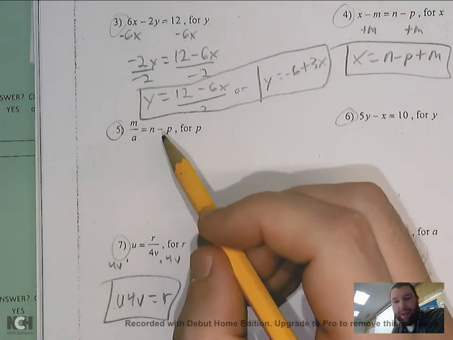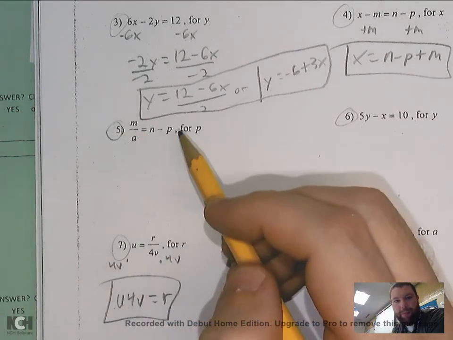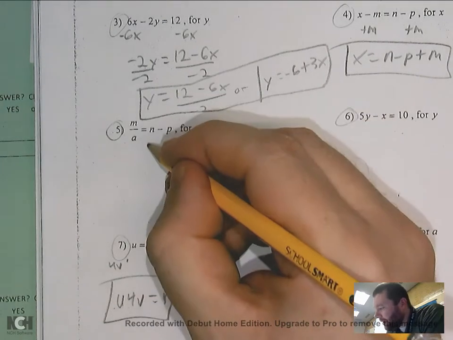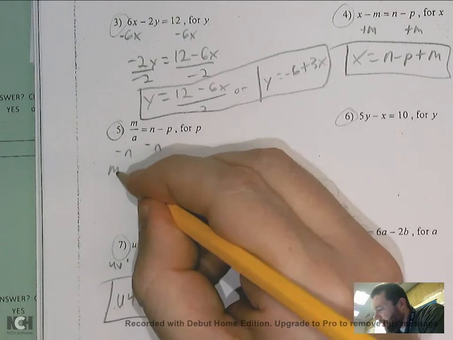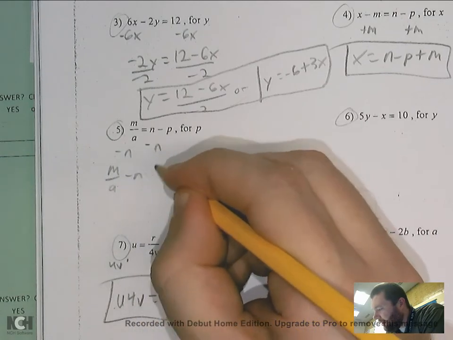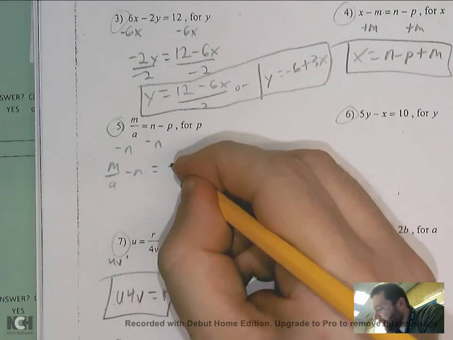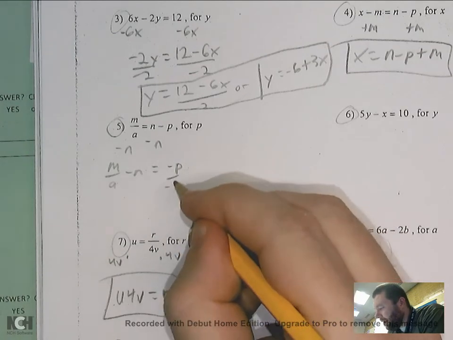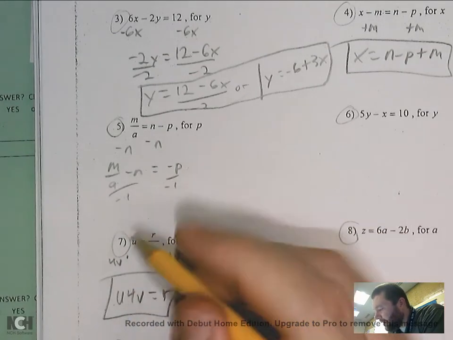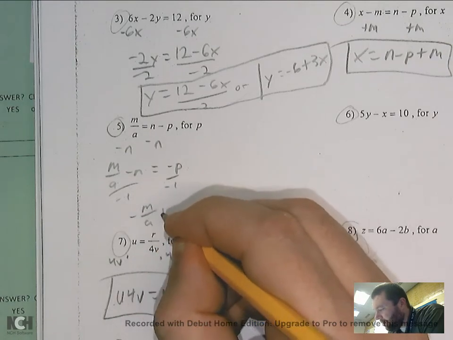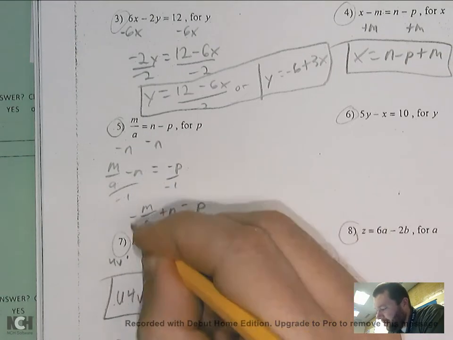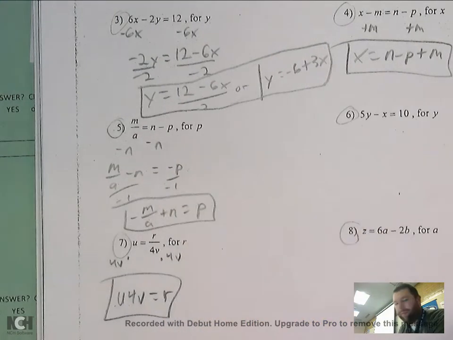So this one, I'm trying to get the p by itself. So I could subtract the n from each side. Gives me m over a minus n is equal to negative p. Then I got to get rid of the negative, so divide by negative 1. And that just changes the signs on everything. So it'll be negative m over a plus n equals p. P is by itself. I'm all done.